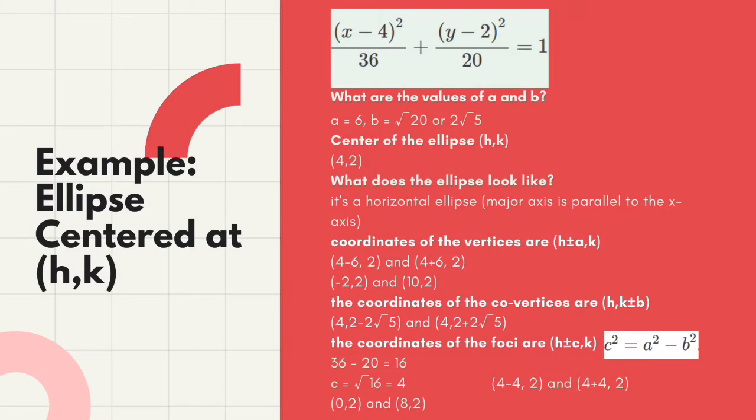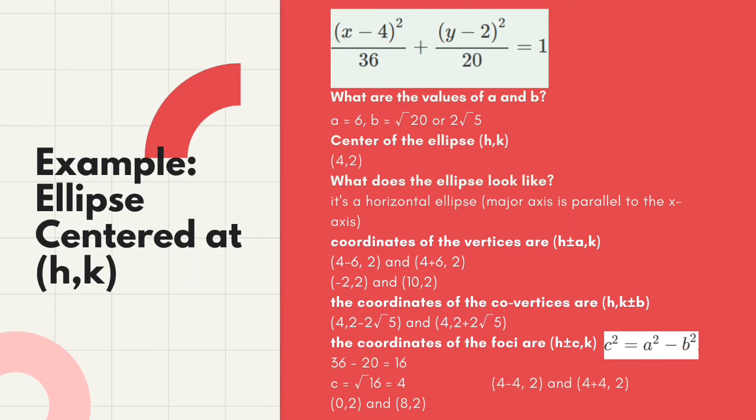Let's try to determine the values of the coordinates of the equation x minus 4 squared over 36 plus y minus 2 squared over 20 equals 1. What are the values of a and b? Find the square roots of 36 and 20. a is 6 and b is 2 square root of 5. The center can be determined using the values of h and k on the equation. The center is 4 and 2. Remember to flip the signs always.